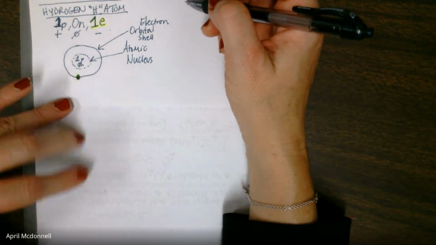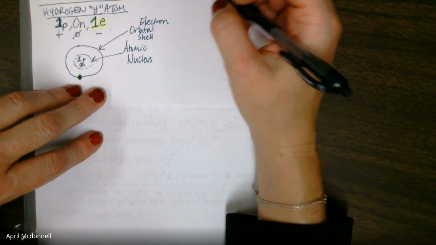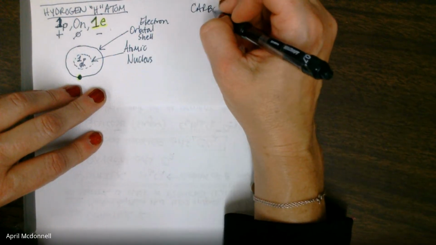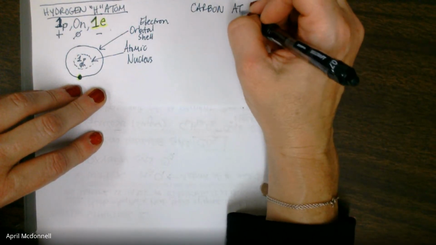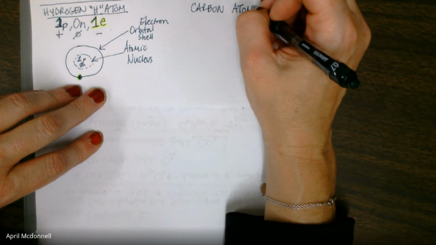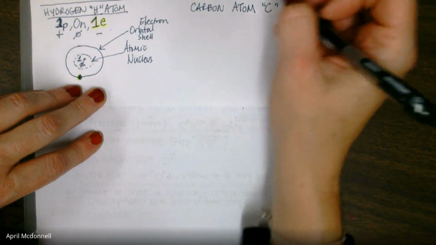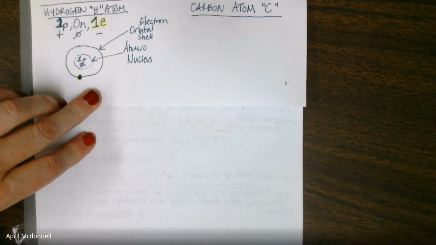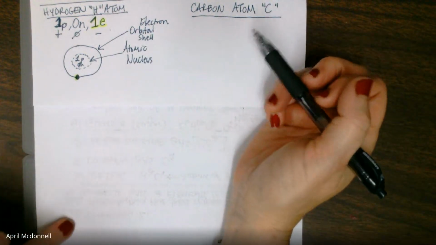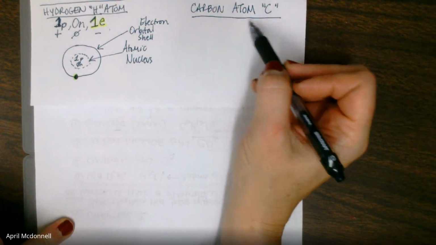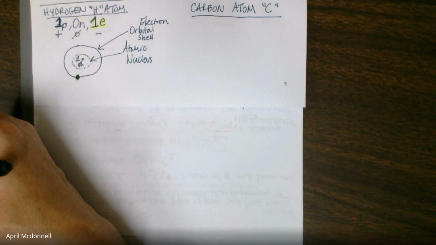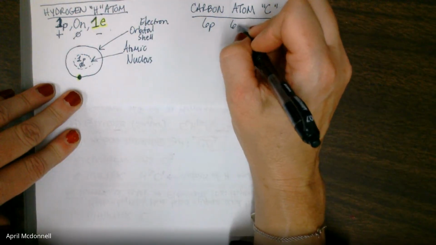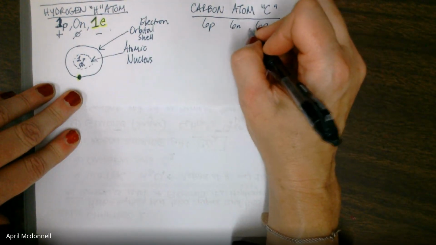Let's do another example. Let's draw a carbon atom. Does anybody know the abbreviation for carbon? It is going to be C. I'm going to list the number of proton, neutron, and electron particles that make up the carbon atom. It's going to be 6 protons, 6 neutrons, and 6 electrons.